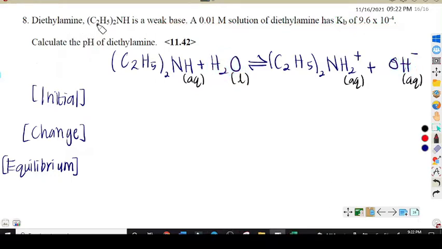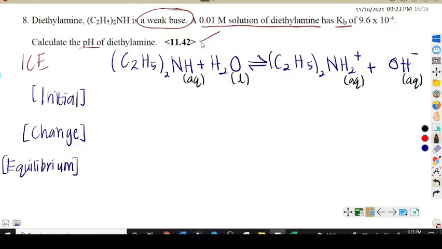Question 8, diethylamine C2H5 twice NH is a weak base. Remember class, whenever there is a mention of Ka or Kb, that means that it is a weak acid or base, and we should be doing the ice table. A 0.01 molar solution of diethylamine has Kb of 9.6 times 10 to the power of minus 4. Calculate the pH of diethylamine.